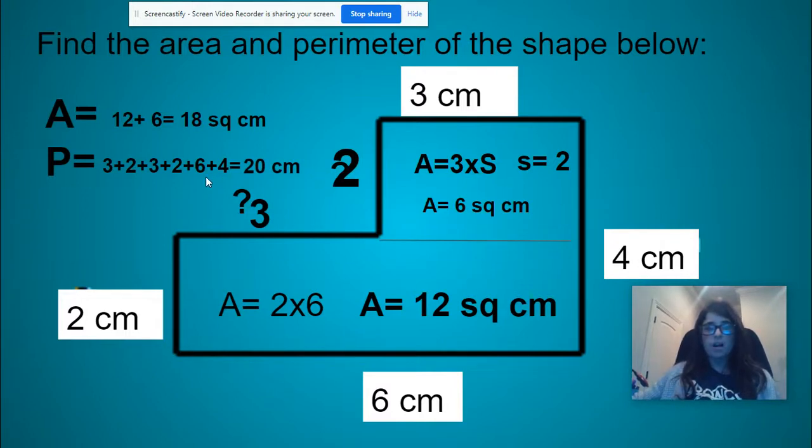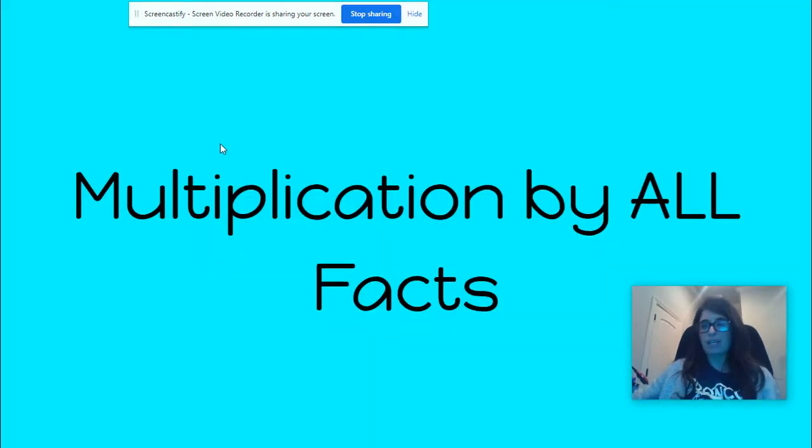Awesome job, guys. Awesome job finding the area and perimeter of this rectilinear shape. Rectilinear shapes can be hard, but if you use the information that's helpful, you can figure out the area and the perimeter of the shapes and also figure out those missing sides. Good talk today, guys. Okay, let's move on to our multiplication.